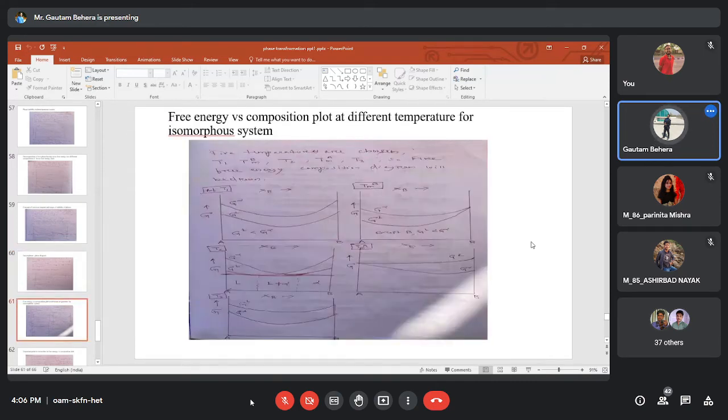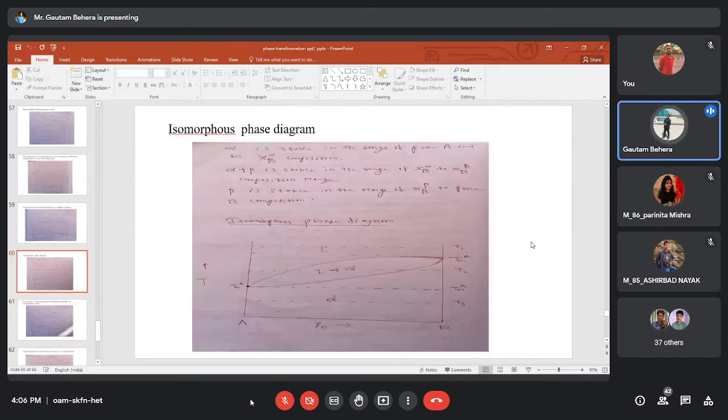So now you can see, as I told, this is a very interesting part. You have a phase diagram, which is a temperature versus composition diagram, right? And you have chosen 5 temperatures. So for each temperature, you will have a free energy versus composition diagram, G versus X, or free energy per mole versus composition diagram. That means you can draw 5 free energy versus composition diagrams, one for each temperature, right?